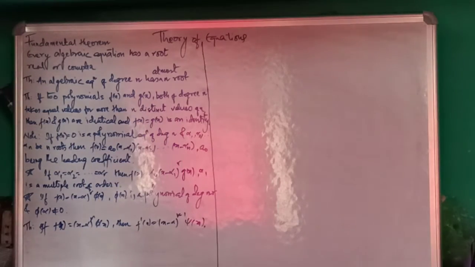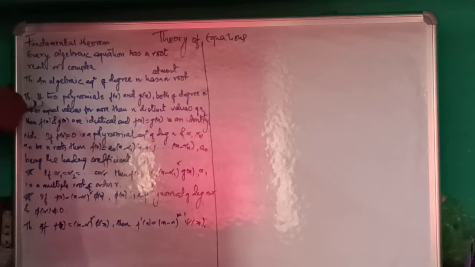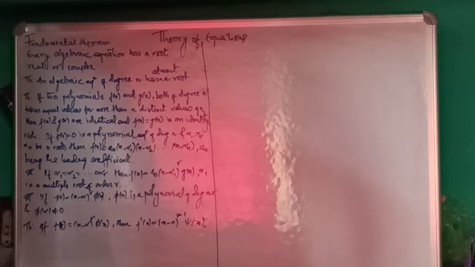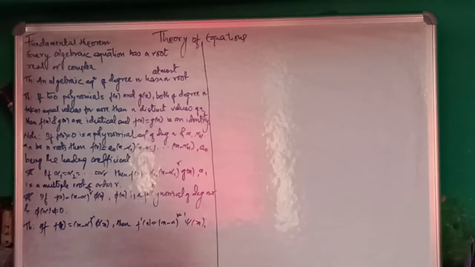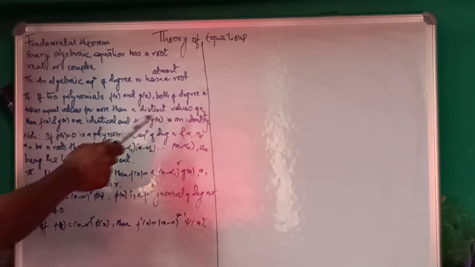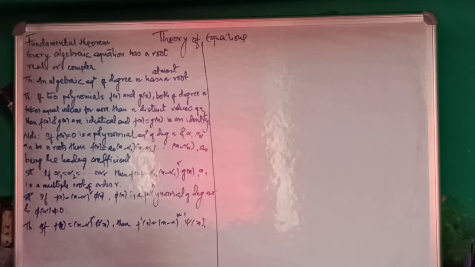Now another theorem is: if two polynomials f of x and g of x, both of degree n, take equal values for more than n distinct values of x, so f of x and g of x both are of degree n, and they both take equal values for more than n distinct values of x, then we can say that f of x and g of x are identical.